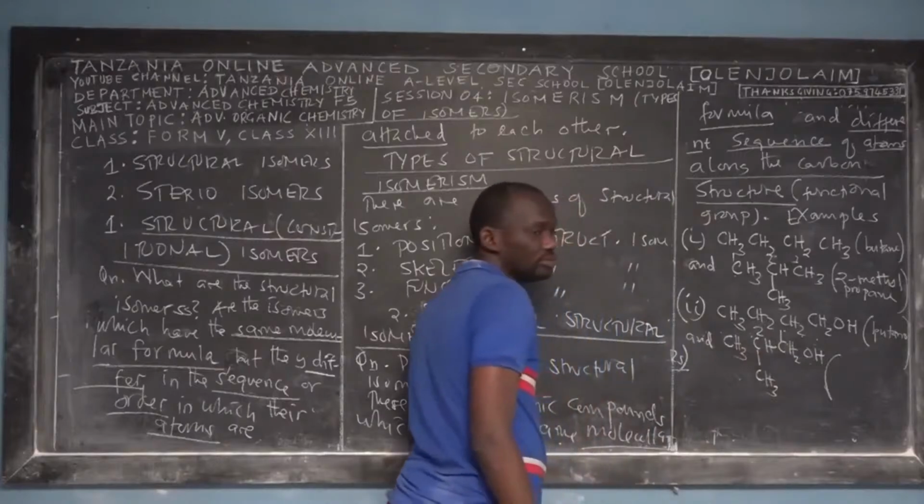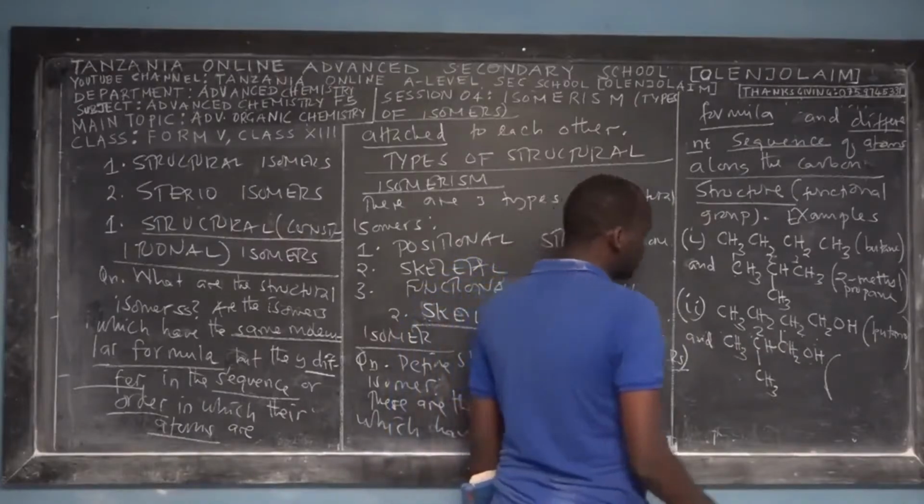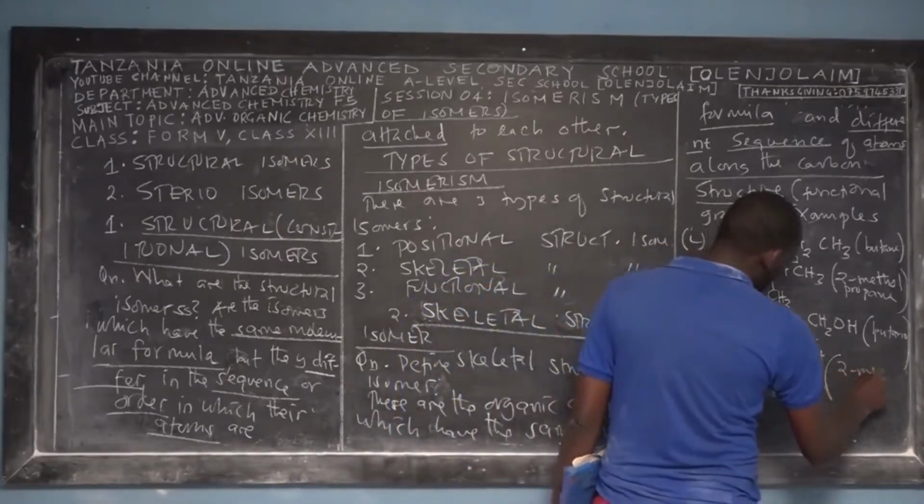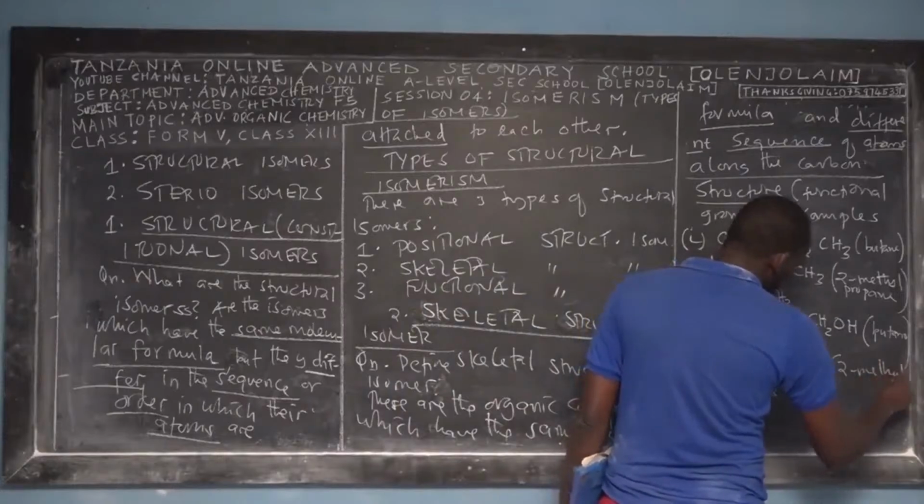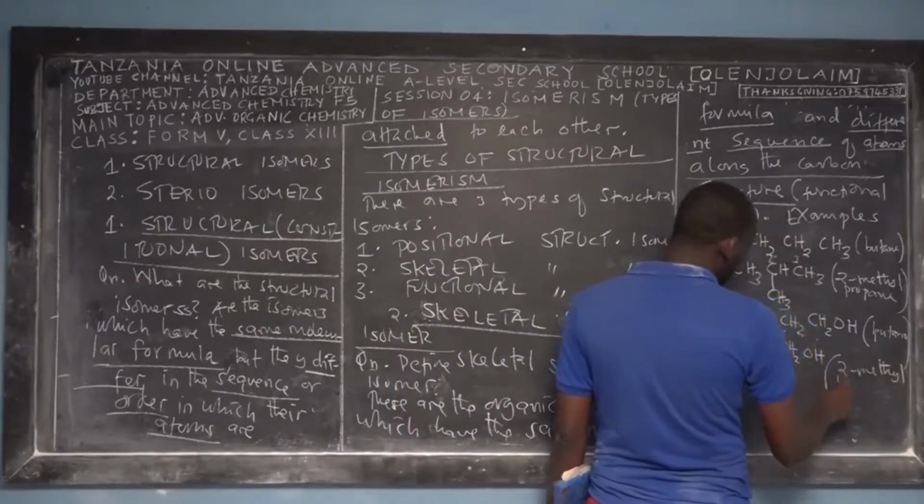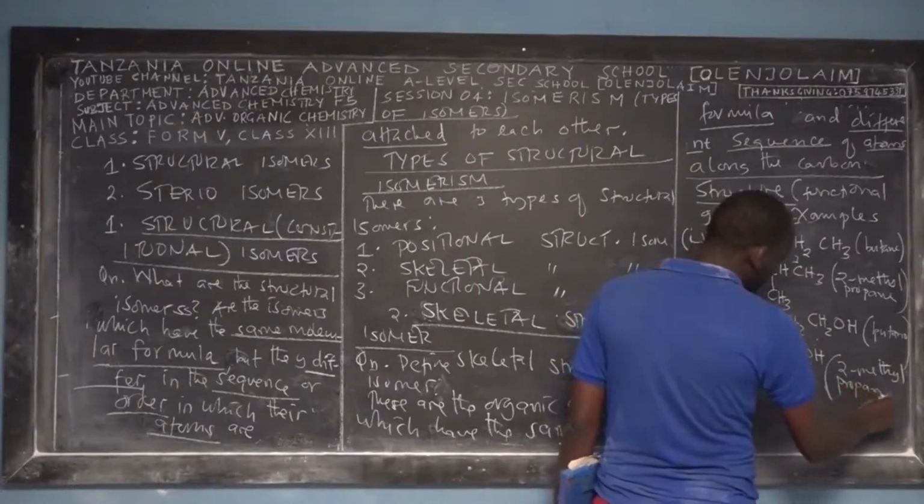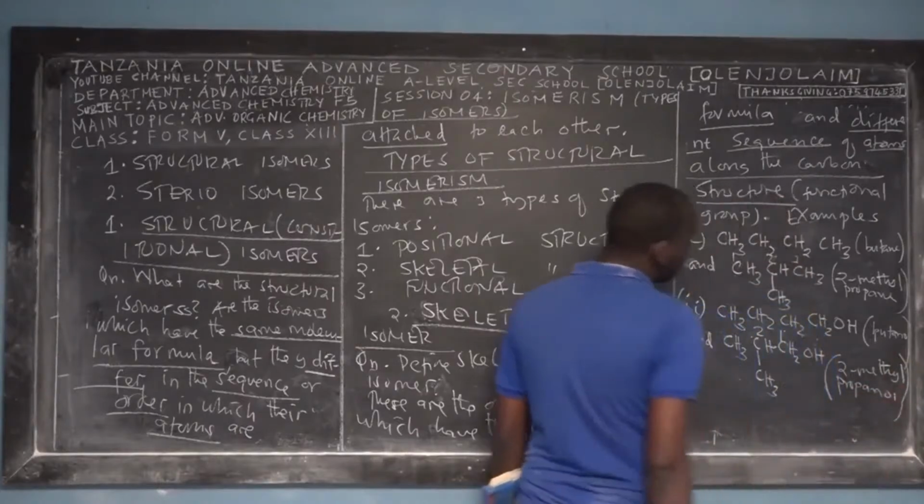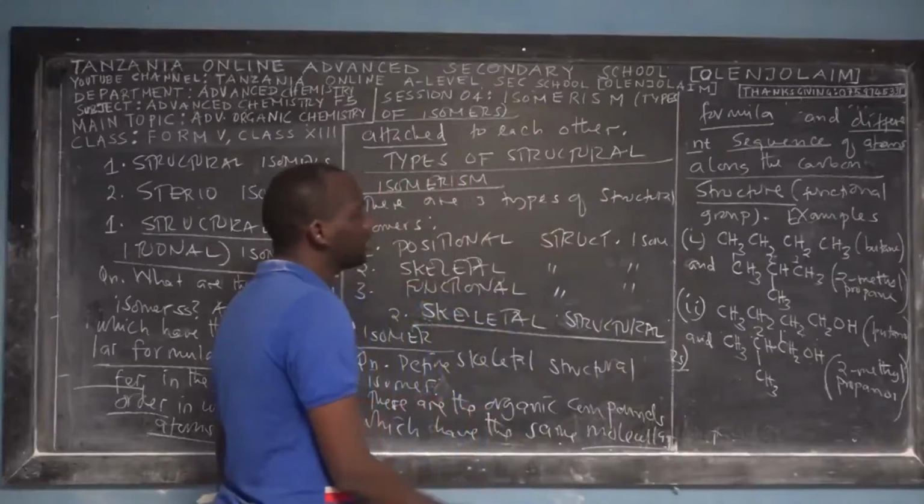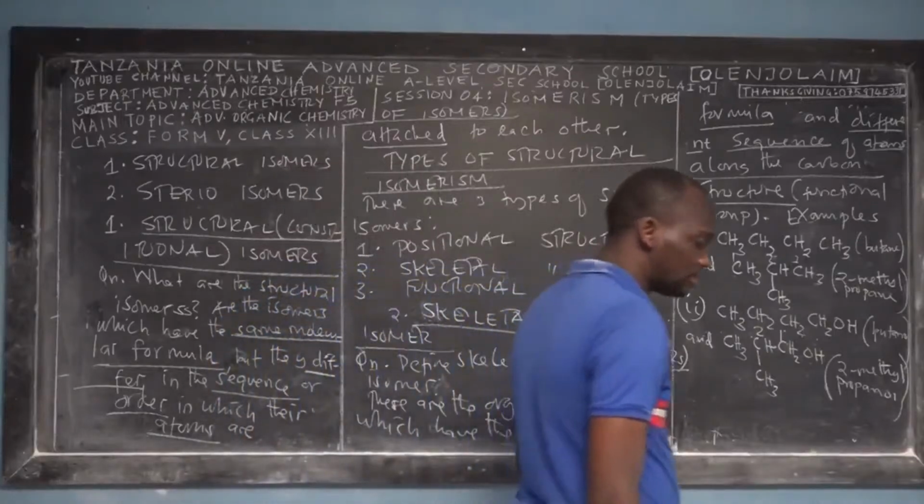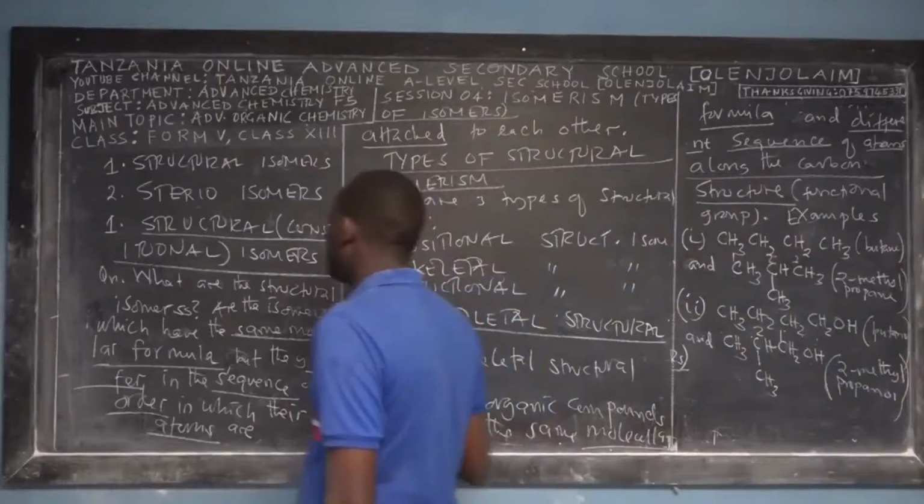Right? So this one is called what? 2-methylpropanol. 2-methylpropanol. So those are the 2 examples of skeletal structural isomers.